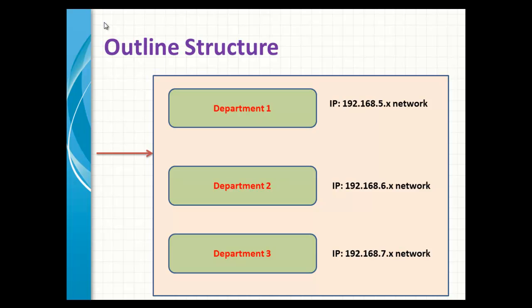Suppose this is my structure. Suppose we have many departments. Each department has a different IP address, and each has a different Tomcat server. Each one of these is a Tomcat server. Suppose one request comes, then how do we process it? We have a big constraint because we can't put a single IP. These are different IPs, and I need to register some public IPs also.